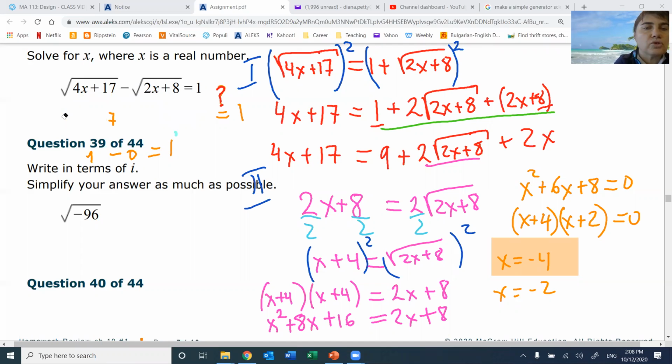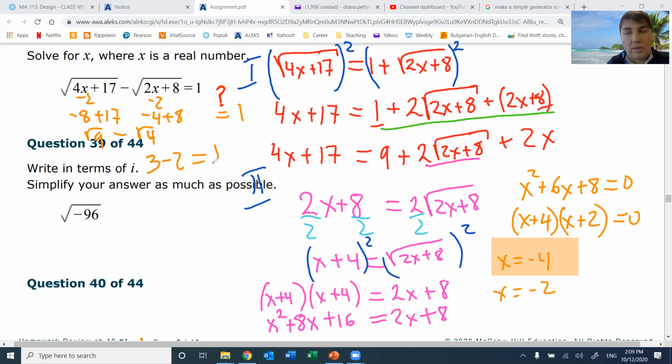Same thing. Okay, so minus 2 and minus 2. So does it check? So it's minus 8 plus 17, and this is minus 4 plus 8. This is 9, right? Square root of 9 minus square root of 4. So square root of 9 is 3, right? Oh wow, this one too. Oh, they both work. Okay, then they both are solutions.